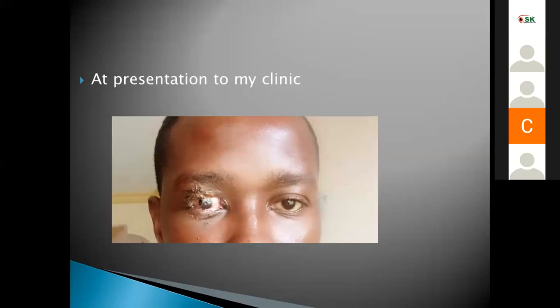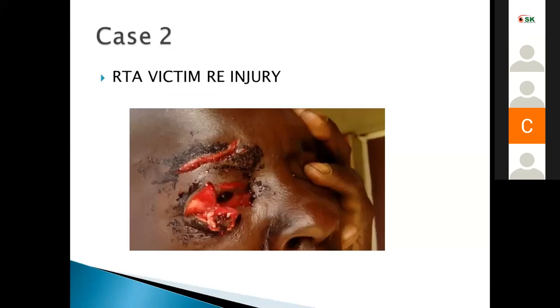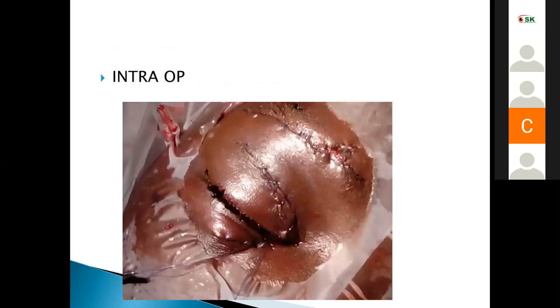So let me jump a bit to another case. This is a road traffic accident patient. He had been seen much earlier. Looking at him, you can see there are very extensive eyelid lacerations involving the upper lid and the lower lid, and there is another horizontal one near the eyebrow. This is a patient who had presented to our clinic, and then we did our repair. And this is how the patient looked intra-op when we did the repair.